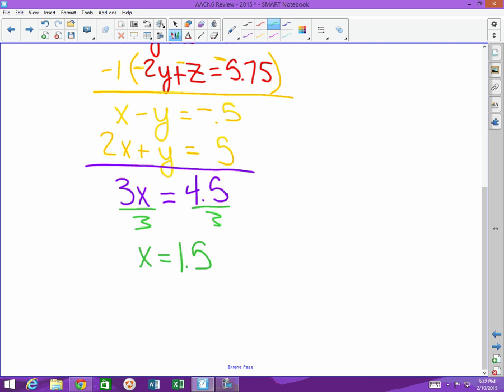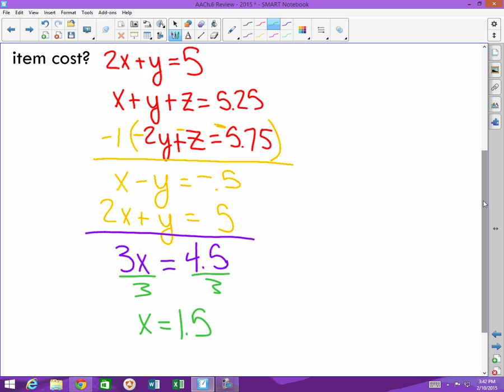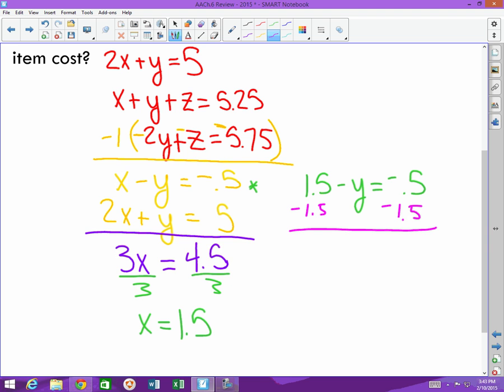Now that you know that x is 1.5, you can substitute it into one of the equations to figure out y. And we're going to go into this one right here. So we would have 1.5 minus y equals -0.5. And then subtract 1.5 and get the opposite of y equals -2. And then y is equal to 2.